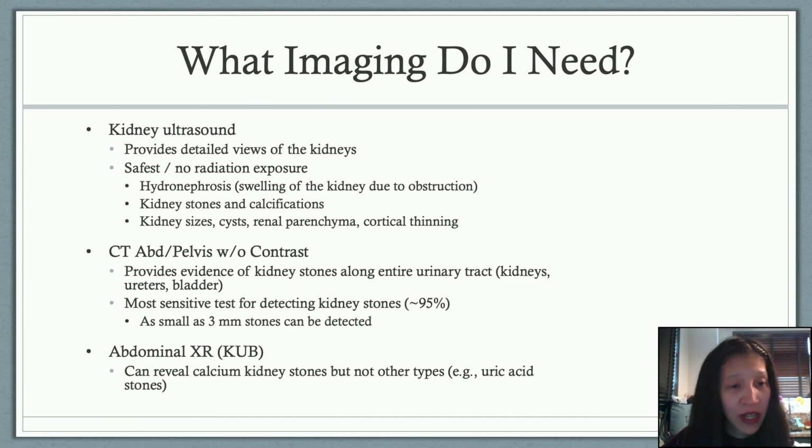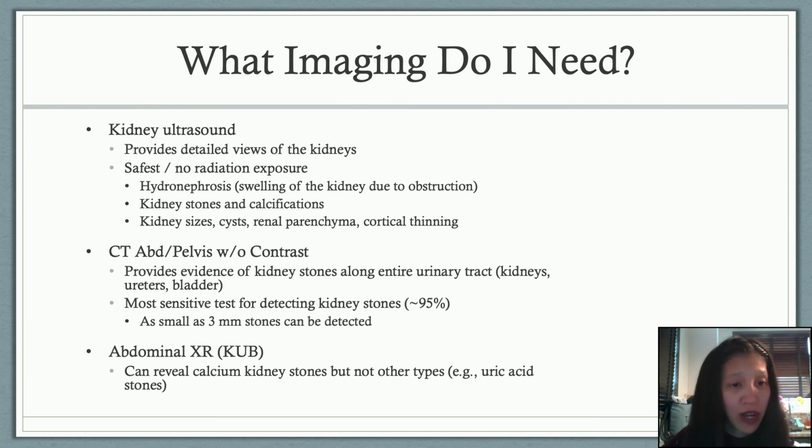You can also look at a CT scan, especially if you have kidney stones. A CT abdomen and pelvis without contrast is what we would recommend. It provides evidence of kidney stones along the entire urinary tract, meaning the kidneys all the way down, including the ureters and the bladder. It is the most sensitive test for detecting kidney stones, approximately 95% sensitivity, and can detect stones as small as 3 millimeters on that kind of scan.